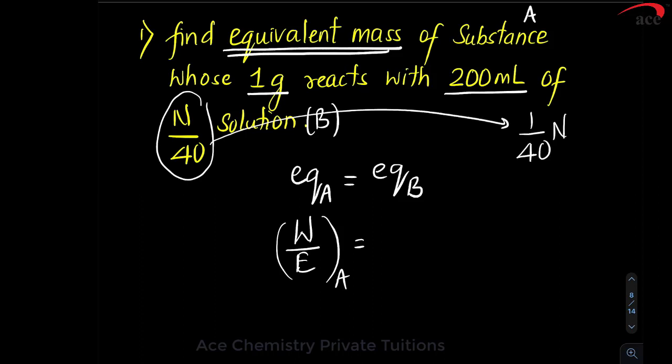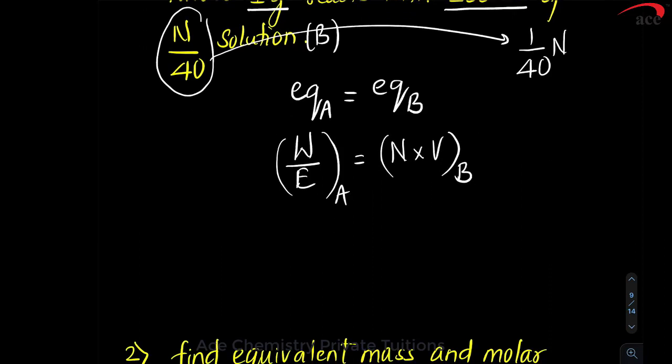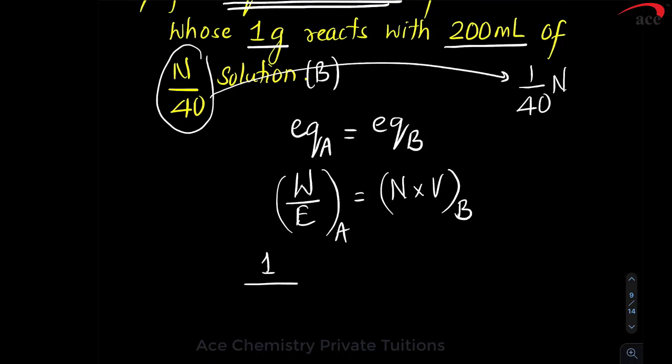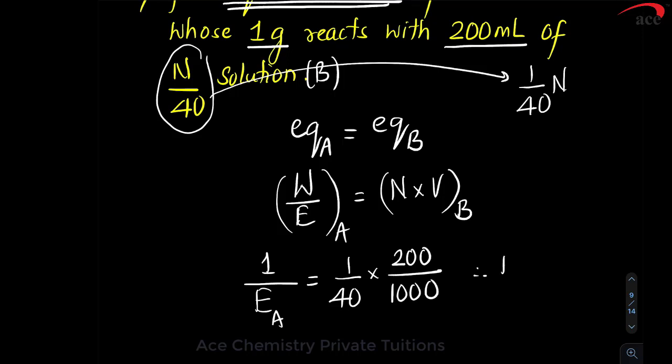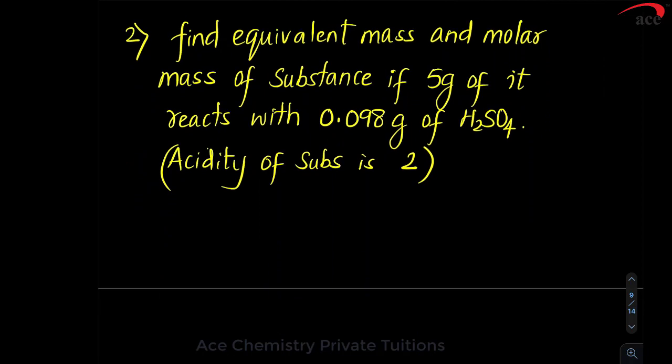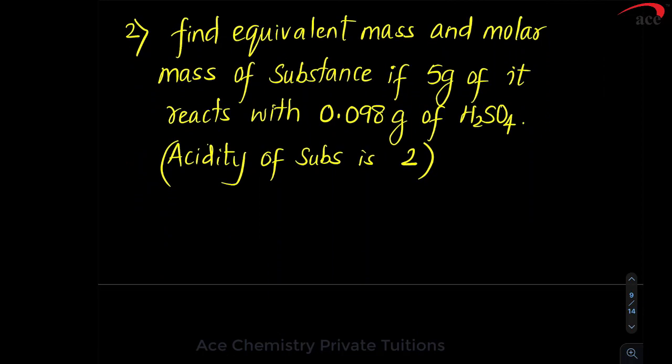While in this case they have given, what do you mean by N by 40? Yes, 1 by 40 N. They have given normality. So normality multiplied by volume of solution of B. Weight 1, equivalent mass of A, we don't know. Normality 1 by 40, volume 200 ml. It has to be converted to liter. And when you solve, you will get the equivalent mass of the unknown substance. Okay, I'm not going to the answer. We are concerned with method.